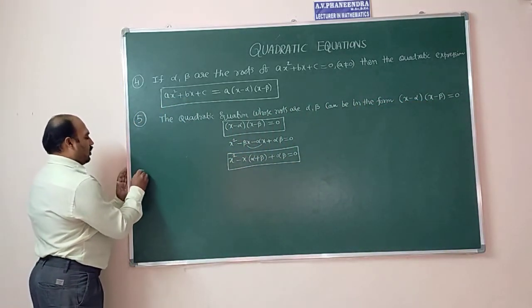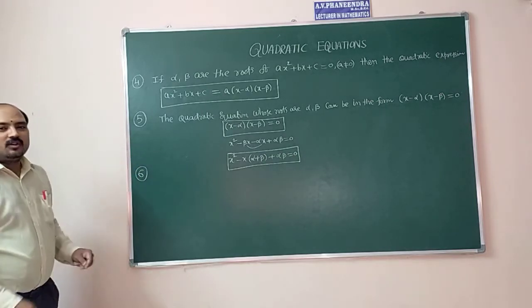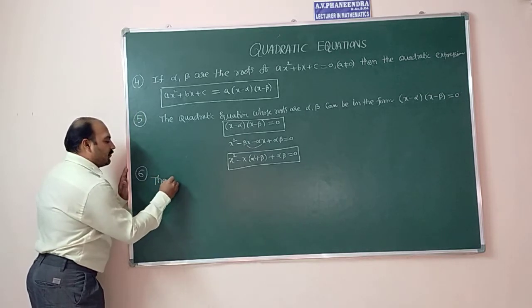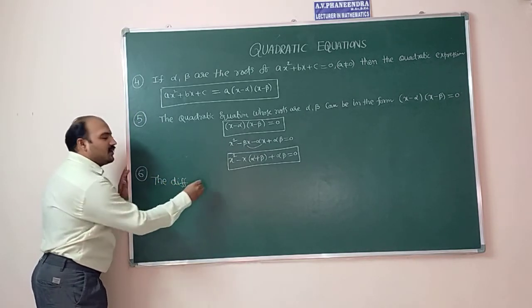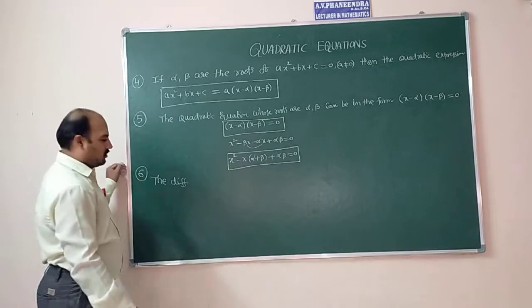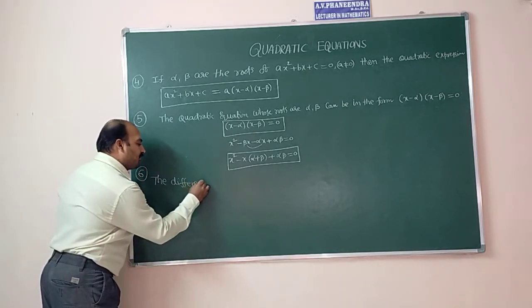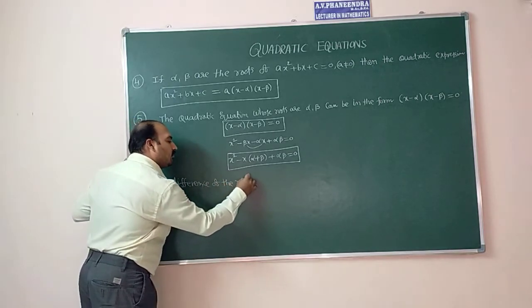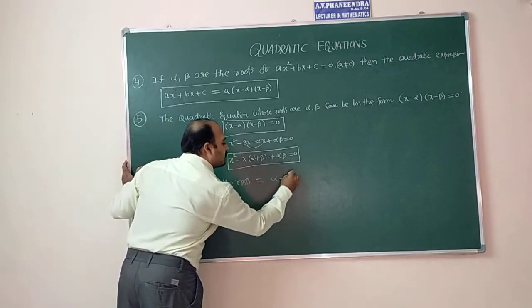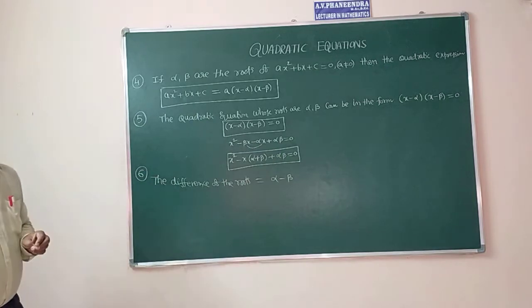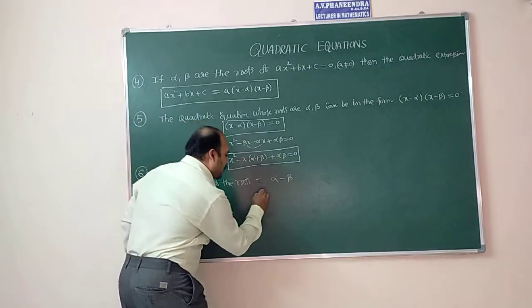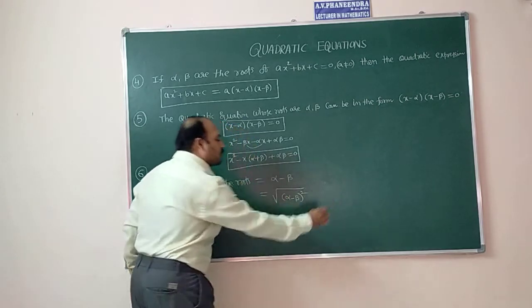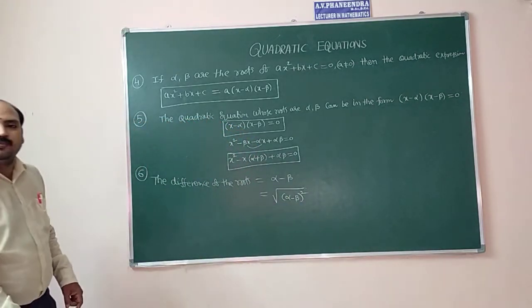And one more important thing, the difference of roots. Generally, sum of the roots and product of the roots only we know. The difference of the roots is equal to alpha minus beta. That alpha minus beta can we write as square root of alpha minus beta whole square. The root and square cancel, we can get alpha minus beta only.